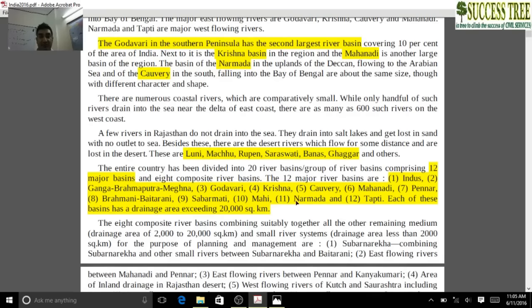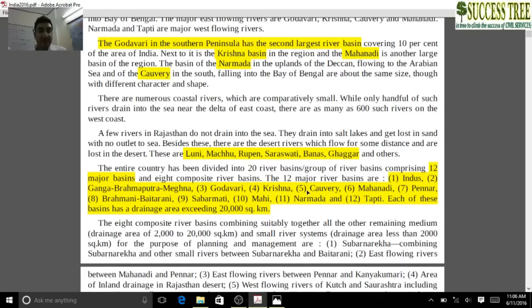And there are 12 major river basins you find in the next paragraph: Indus, Ganga, Brahmaputra, Meghna, Godavari, Krishna, Kaveri, Mahanadi, Pennar. Many of the rivers you know, so read their tributaries. Pennar, Brahmani, Baitarani, Sabarmati, Mahi, Narmada, Tapti. Sabarmati is in Gujarat, and Mahi and Sabarmati both drain into the Arabian Sea.